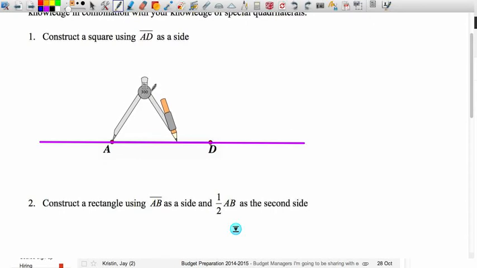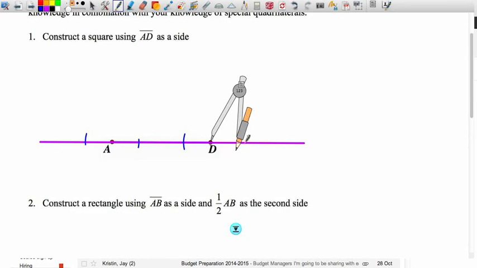And in order to construct a 90-degree angle through A, what I'll start by doing is just creating an arc either side of A and equal distance from A. And I'm going to repeat the exact same construction at point D because I need a 90-degree angle there as well. And so I'll just try and be efficient here. So mark both of those off.